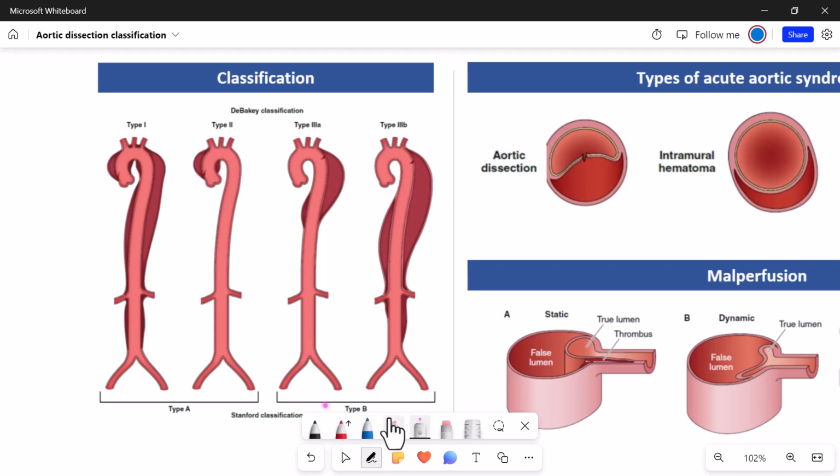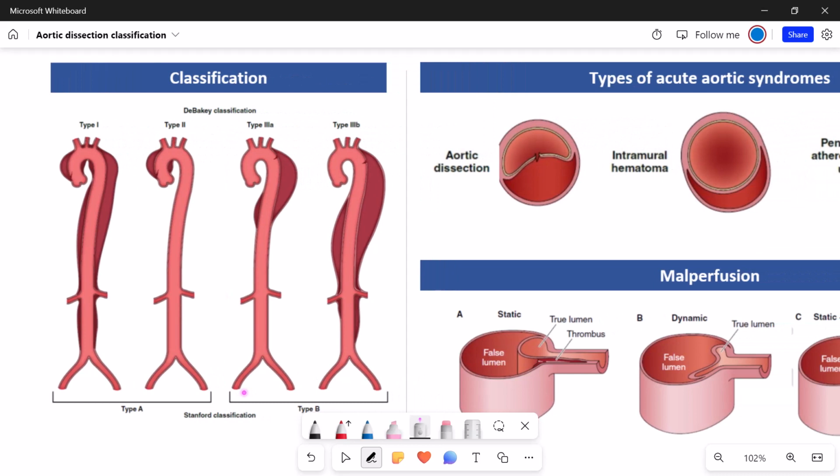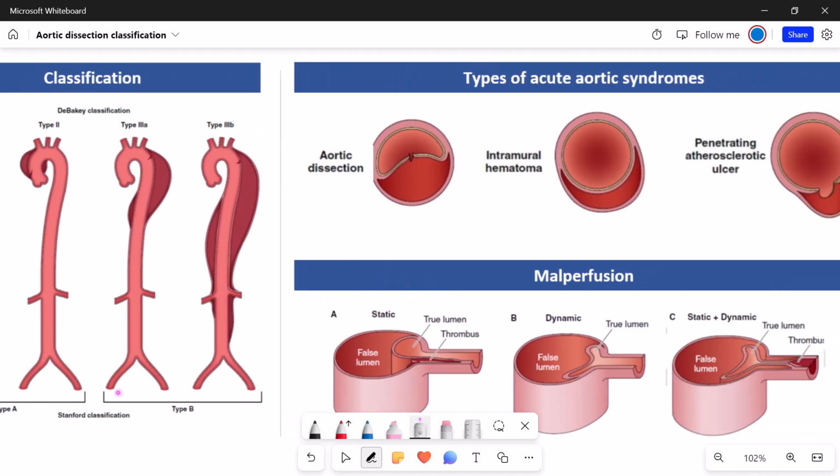While in the type B dissection, which starts after the subclavian artery, you have either 2A or you have 2B, which extends into the aortic bifurcation. So again, this drawing will give you the Stanford classification and the DeBakey classification. And I will tell you the new classification that we are now using, which is much, much better, by the Thoracic Society of Vascular Surgery.